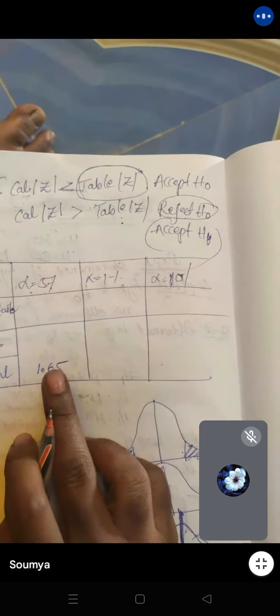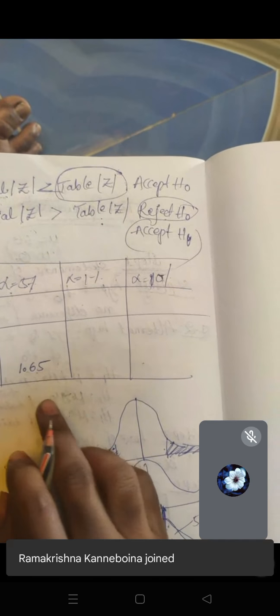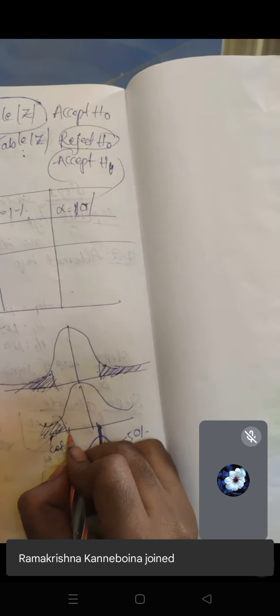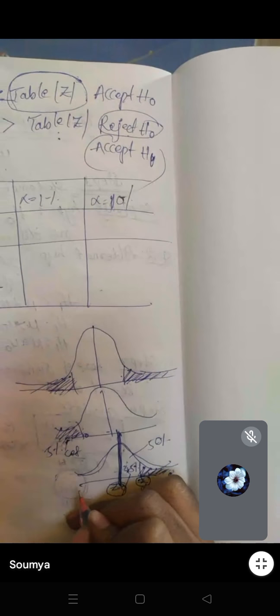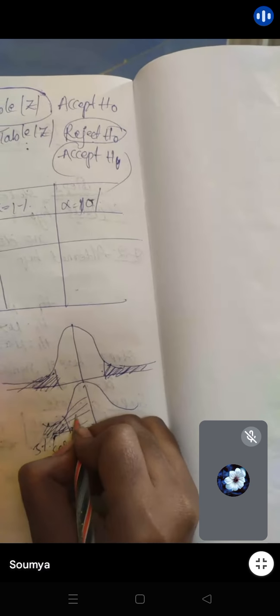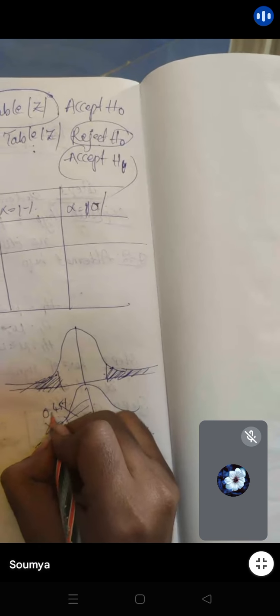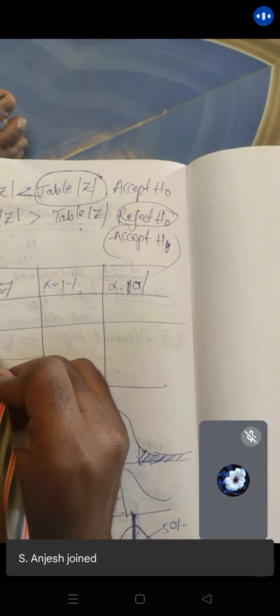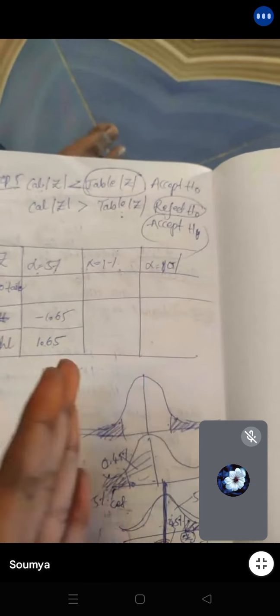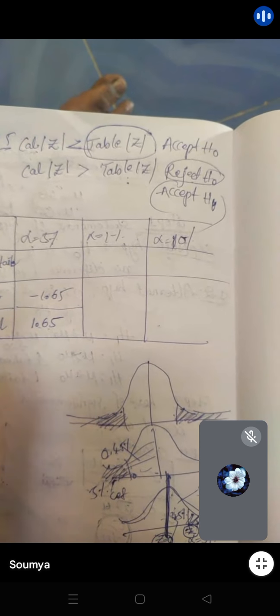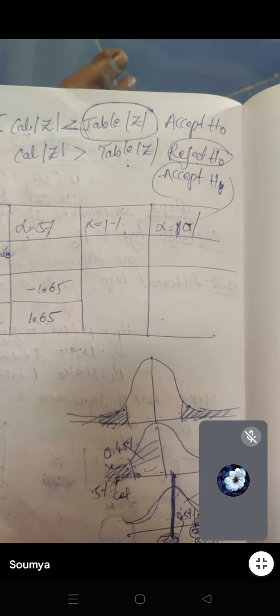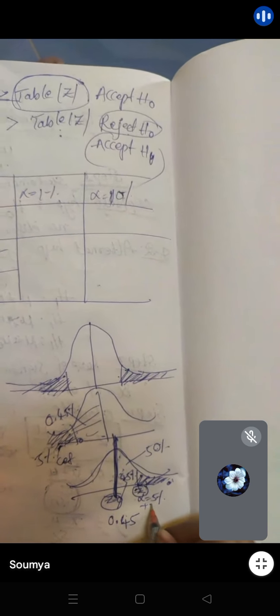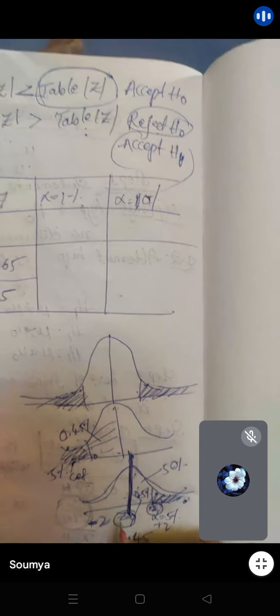For the left also it is the same, right? Same 5%, same 45%, same 0.45. You get minus 1.65. That's it. You will get the minus symbol for the left hand side. Because here we have Z equals 0, to the right hand side plus Z, to the left hand side minus Z. That's it.